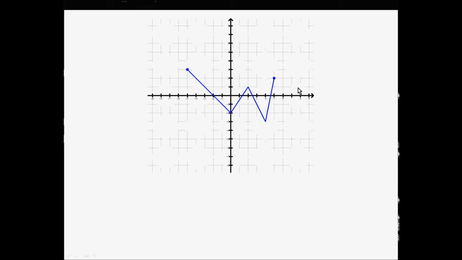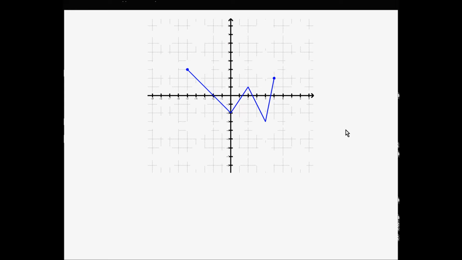Here's my first one. This is a kind of funny looking W. It starts off at this point, -5, 3, and the dot is filled in. Then I have this straight line segment going down to 0, -2. From there, go up to the point 2, 1, and then go down to 4, -3. Then go up to 5, 3. So there's my function. It doesn't go on forever.